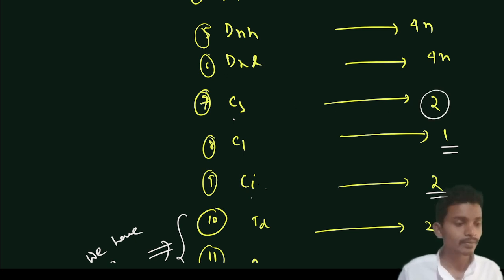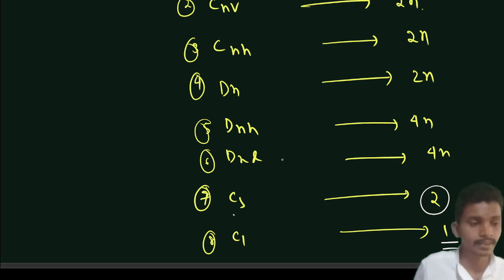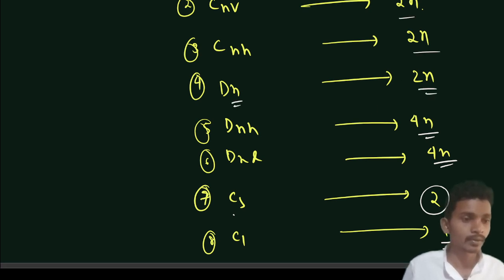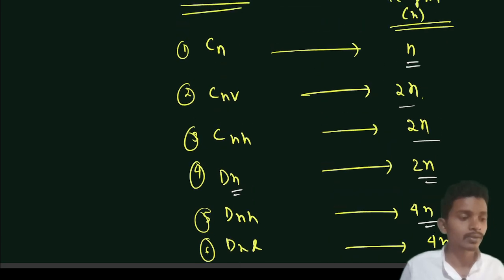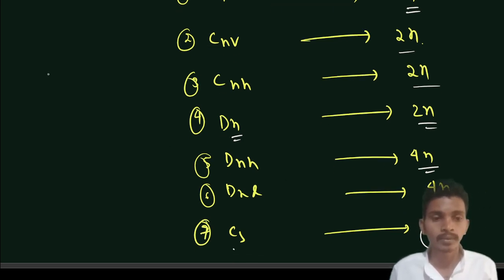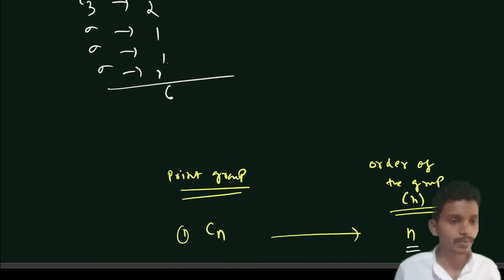And for D point groups, because there is more than one C2 axis, they have power n, and for Dnh and Dnd power n, and here only one, that's why 2n, same as here 2n, and this is Cn. So if anyone asks the order of a point group, let's say C3v, the order of the point group is 2n, so for C3v here n is 3, so 6. We have discussed that 6 is the order.